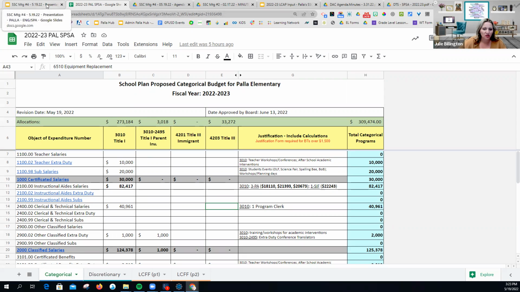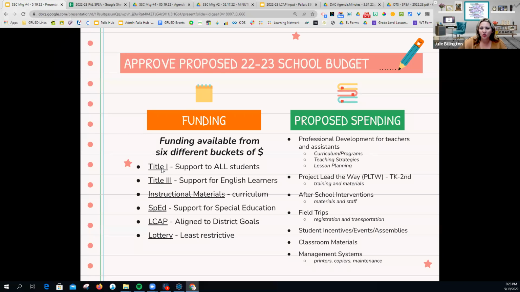And I know Mrs. Wright, you've signed this before, when we get it approved. So I did provide it in that ParentSquare message. I don't know if you all got that, but I did send this out. But the different big buckets of money I have.